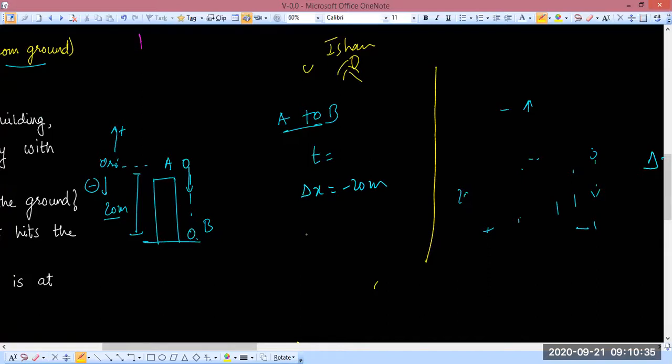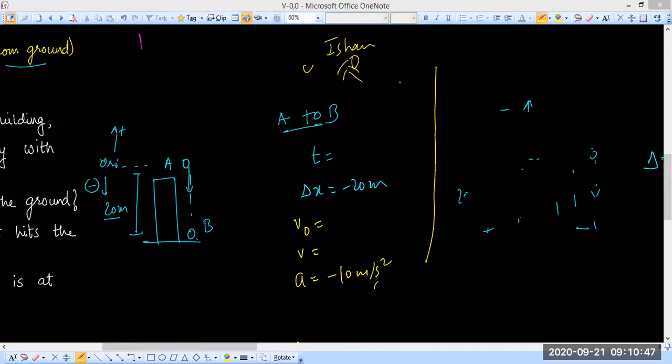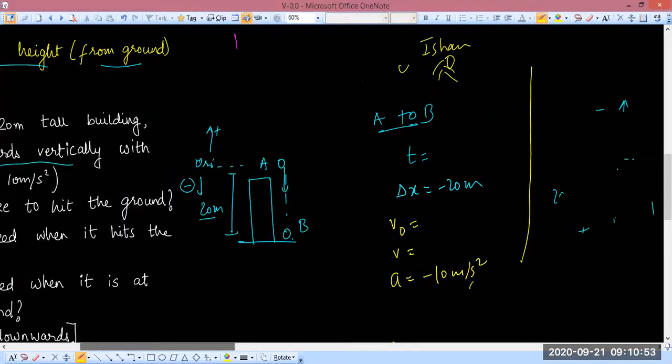Do we know initial velocity? Do we know final velocity? We know the acceleration, of course, minus 10 meter per second square. Out of all this, what do we know? Do we know the initial velocity? Yes or no?